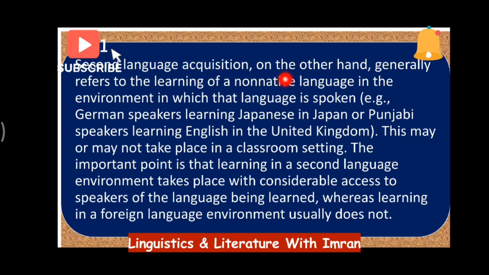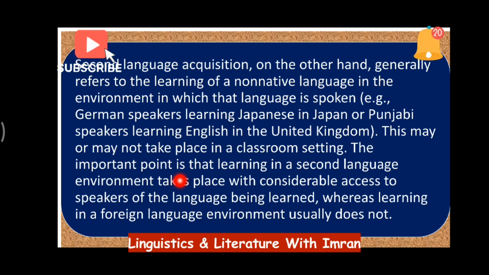Second language acquisition, on the other hand, generally refers to the learning of a non-native language in the environment in which that language is spoken. That's very interesting. For example, German speakers learning Japanese in Japan, or a Punjabi speaker learning English in the United Kingdom. You are learning a language in context, because people there speak that language. If you go to Japan and want to learn Japanese, all the people in Japan speak Japanese, so you are learning in context, because in your surroundings people speak that language.